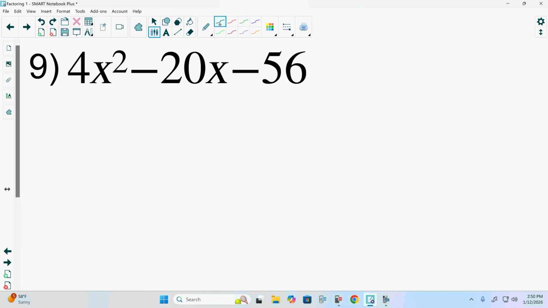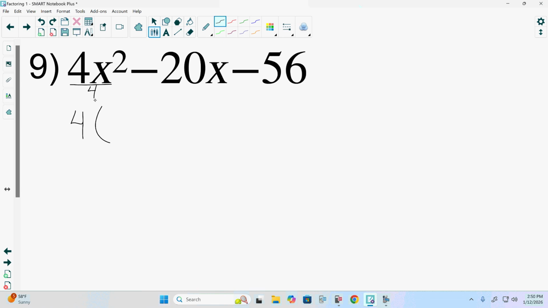Let's look at one last one. 4x squared minus 20x minus 56. Is there a greatest common factor between these three terms? 4. Really, the greatest common factor is the biggest number that will divide into all three terms evenly. Well, the biggest number that goes into 4, 20, and 56 is 4. Because I can't divide by a number bigger than 4 with 4x squared.